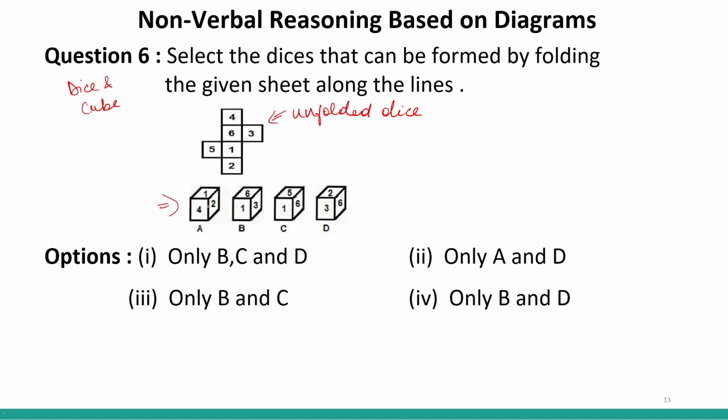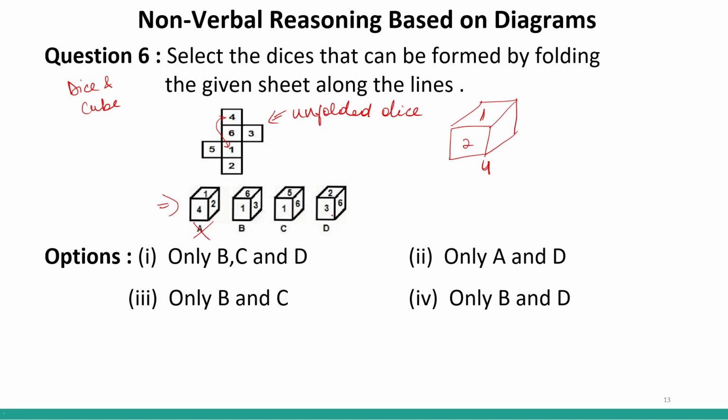Now, let us look over here, 4, 1 and 2. Over here, if you see, we have 1 and 2, okay? And then we have 4. So if this is folded, we have 2 over here, we have 1 over here. If we fold this dice, 4 will certainly come over here. 4 can never be adjacent to 1. On folding, 4 and 1 will always be opposite to each other, right? So we can eliminate option A.